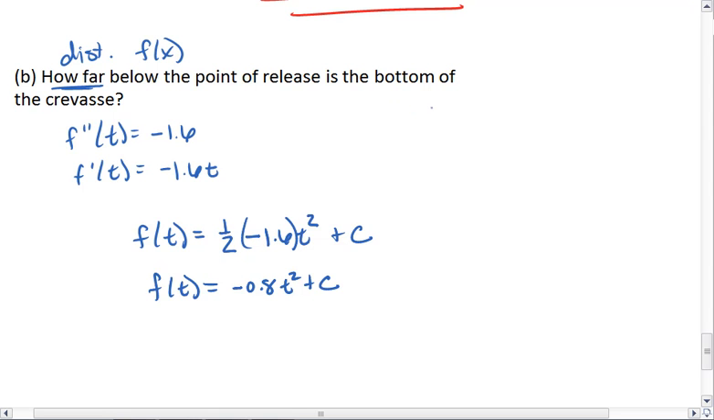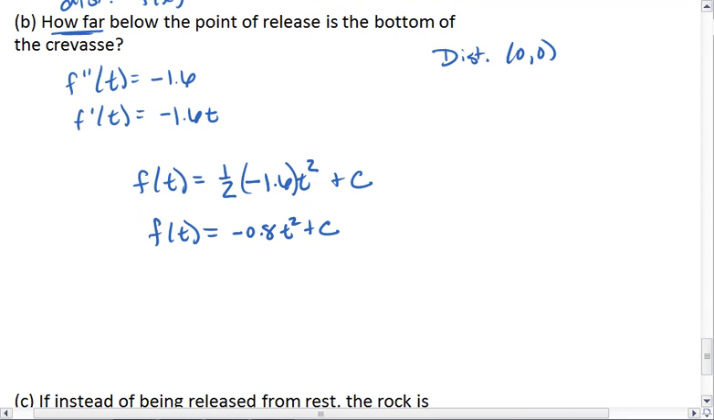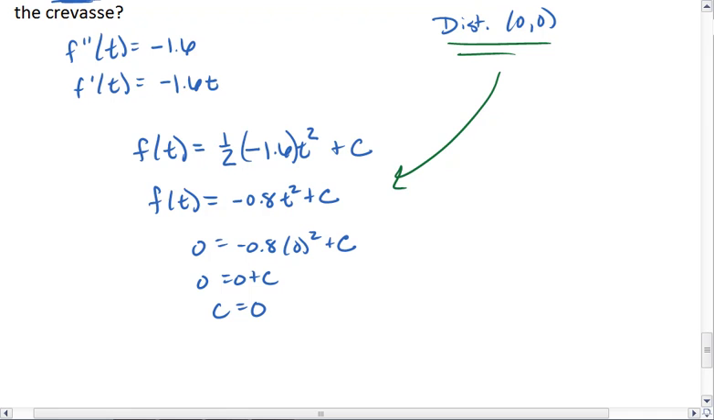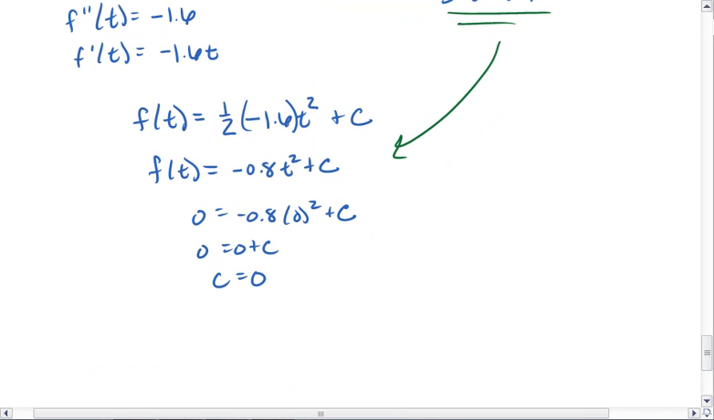We're going to just let the initial distance be 0. So we'll say at 0 seconds we are 0 meters. We plug this point in to find c. So we have 0 equals negative 0.8 times 0 squared plus c. 0 equals 0 plus c, c equals 0. Thus, f of t equals negative 0.8 t squared.